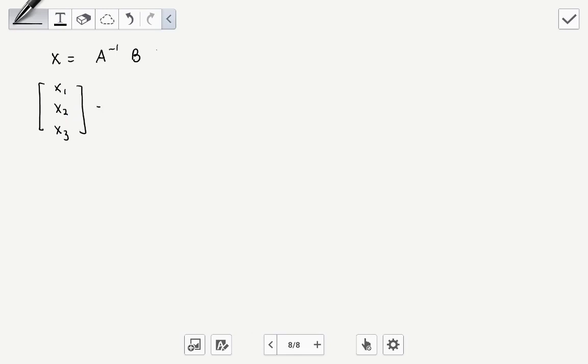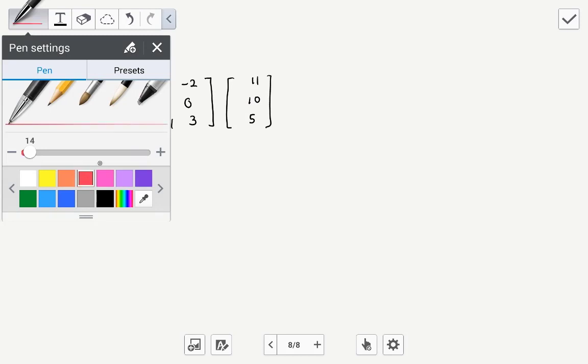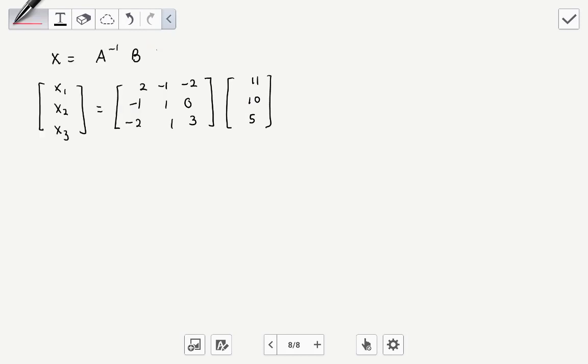Remember, x is x1, x2, x3. So you copy your A inverse from your previous slide, which is 2, -1, -2, followed by -1, 1, 0, followed by -2, 1, 3. We're going to multiply with matrix B, which is 11, 10, 5. Now students, notice that our inverse is always on the left hand side. I talked about this at the beginning of the video. We must make sure your inverse is always on your left hand side.